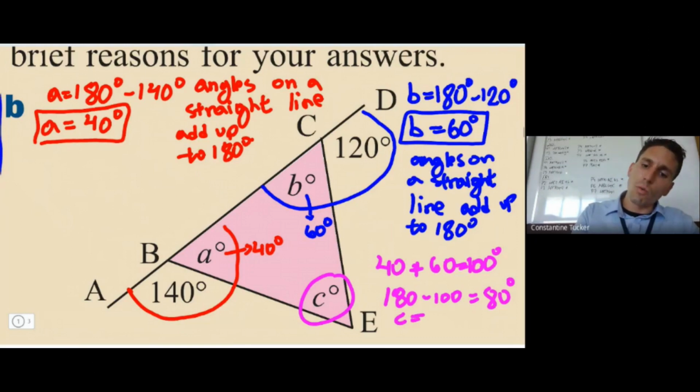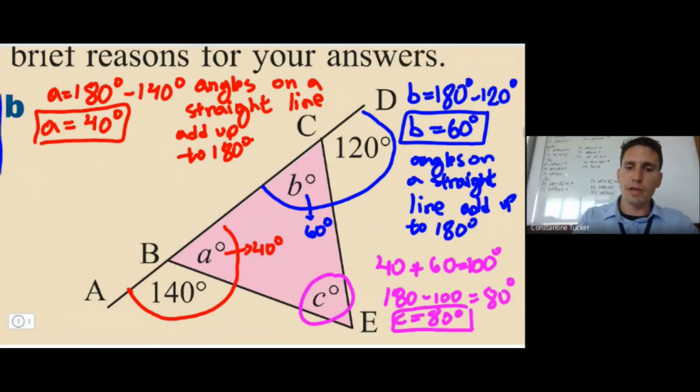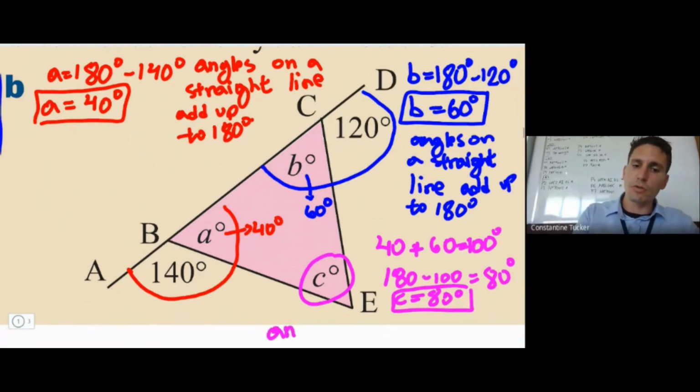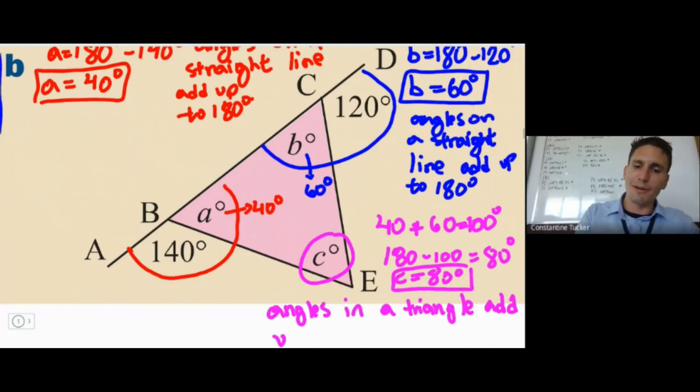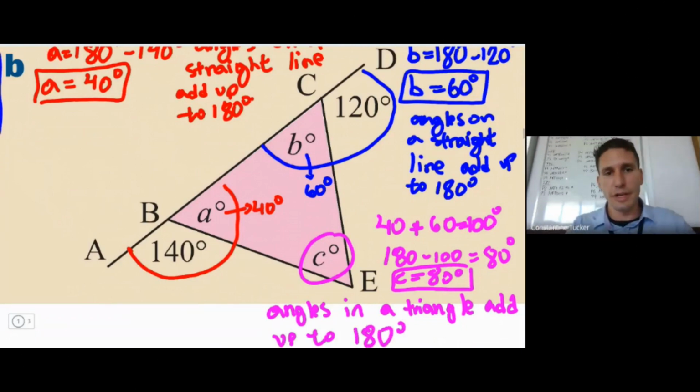So what is the justification here? The justification is simply angles in a triangle add up to 180 degrees. Now, once again, I appreciate this can be annoying, but we have to do this to get full marks.